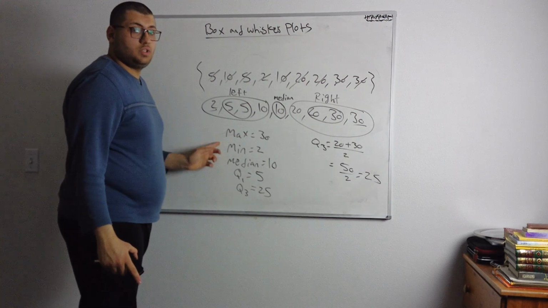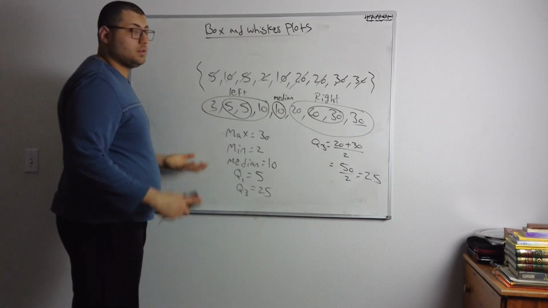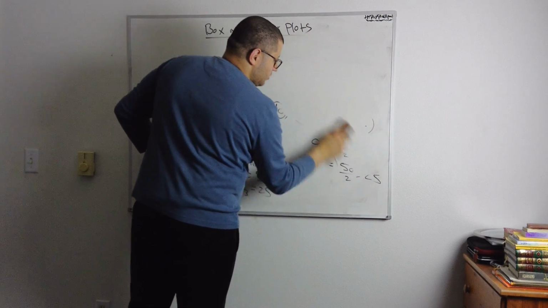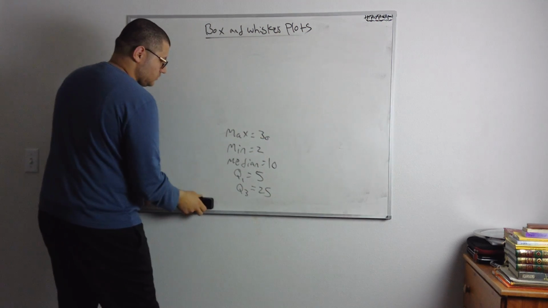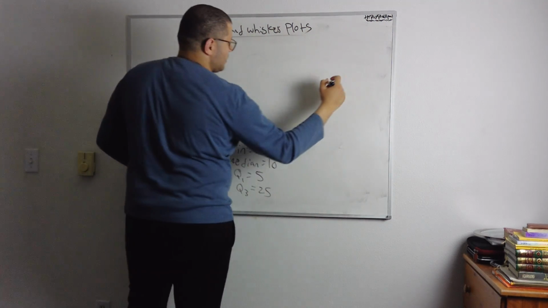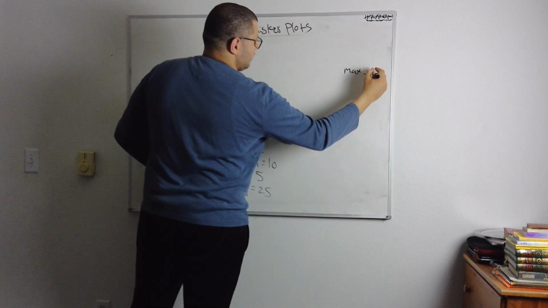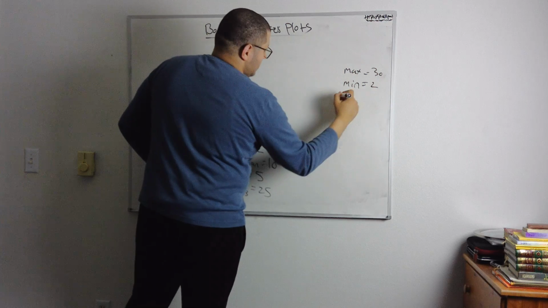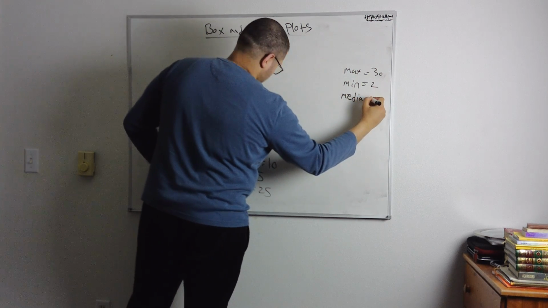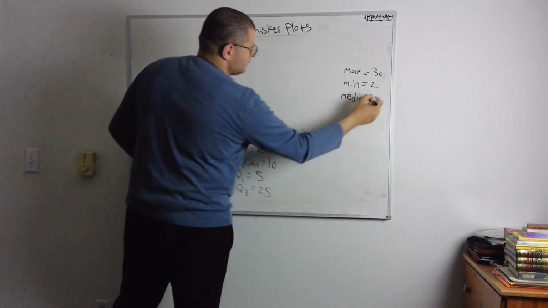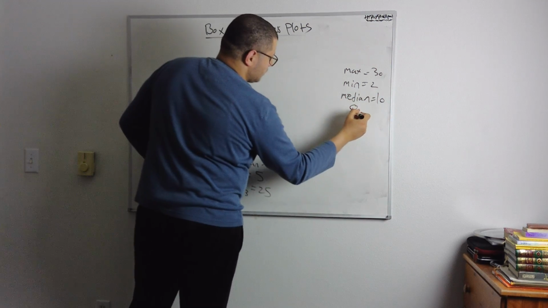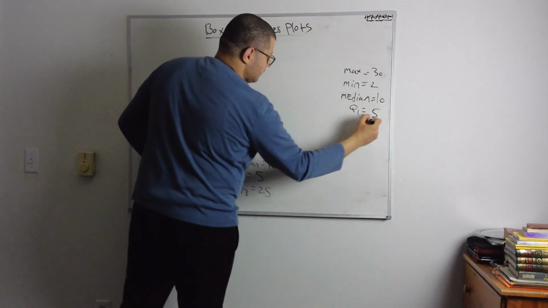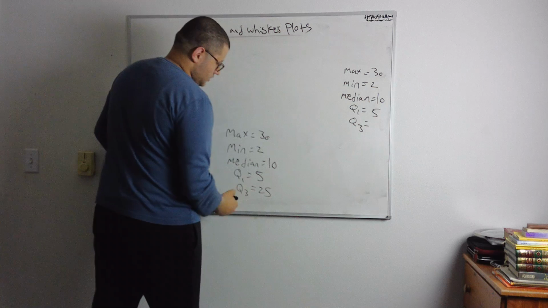Awesome. We have the 5 things we need to do our box and whisker plot. So now let's write them on the right side here, and then do our box and whisker plot. Okay, we have the maximum is 30. The minimum is 2. The median is 10. The quartile 1 is 5. Quartile 3 is 25.